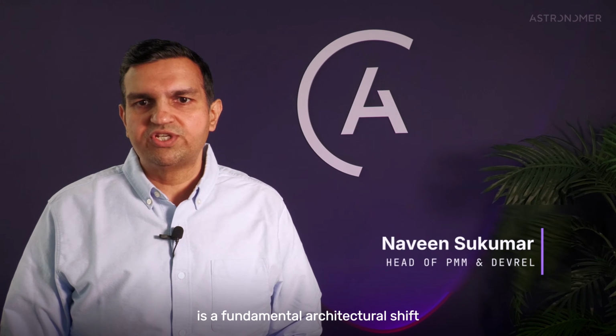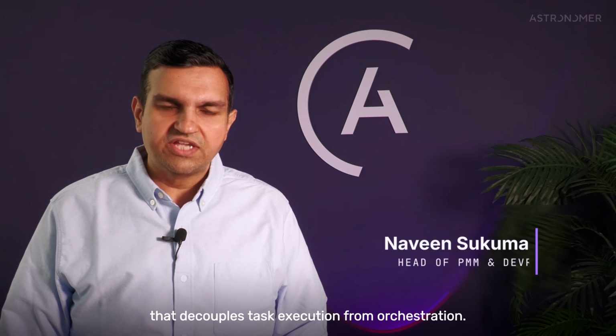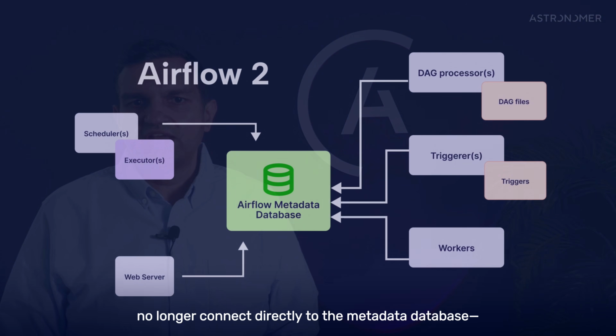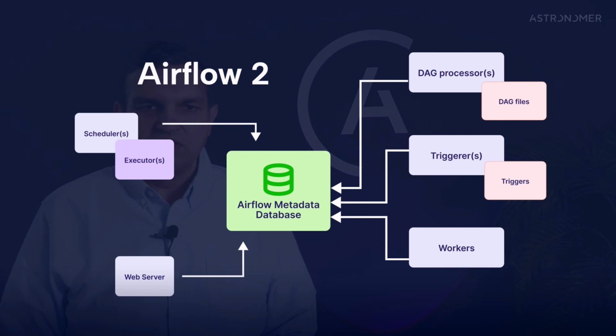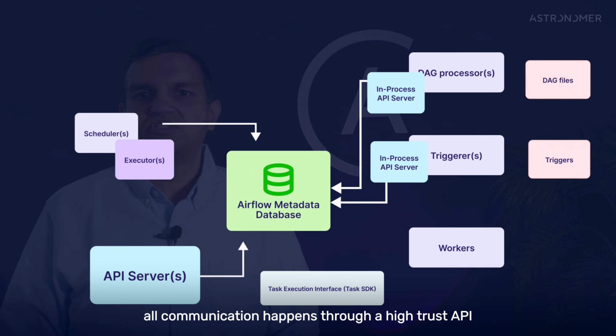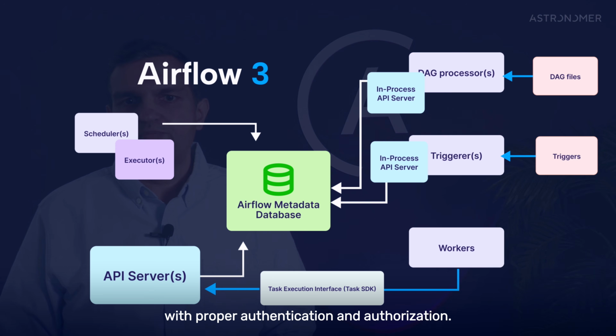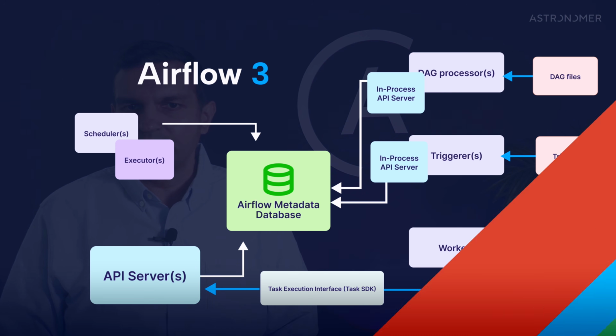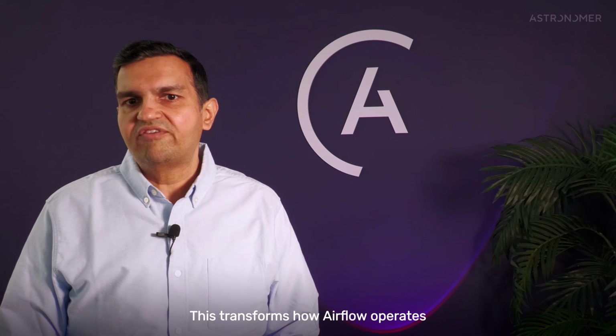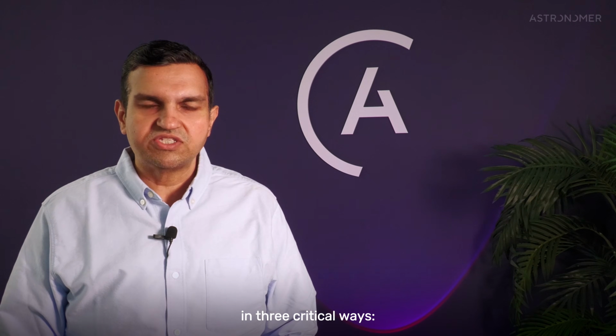At the core of Airflow 3 is a fundamental architectural shift that decouples task execution from orchestration. Worker processes no longer connect directly to the metadata database. Instead, all communication happens through a high-trust API with proper authentication and authorization. This transforms how Airflow operates in three critical ways.